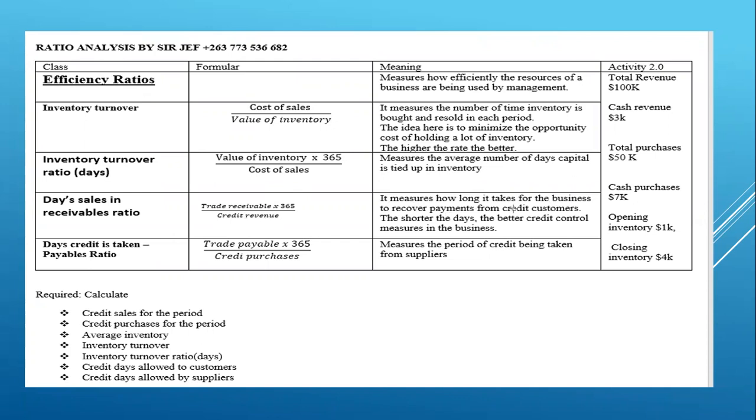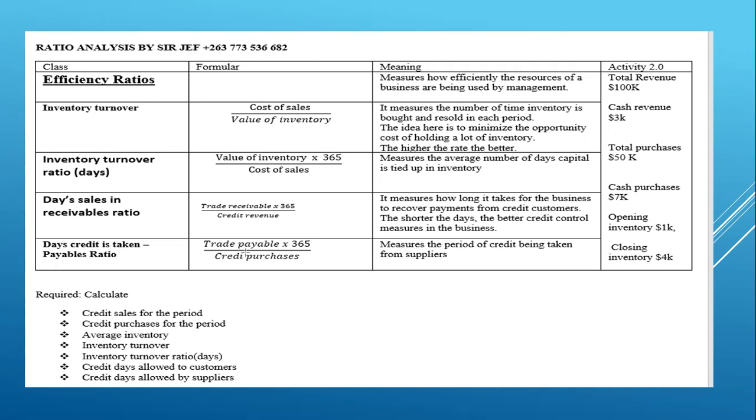So the receivable days, we are measuring how many days we are allowing our credit customers to repay us. The shorter the days, the better credit control measures in the business. Okay, so if you calculate the days and you find that the days are 60 days, it means you are allowing your customers approximately 2 months to then pay you after buying goods on what? On credit.